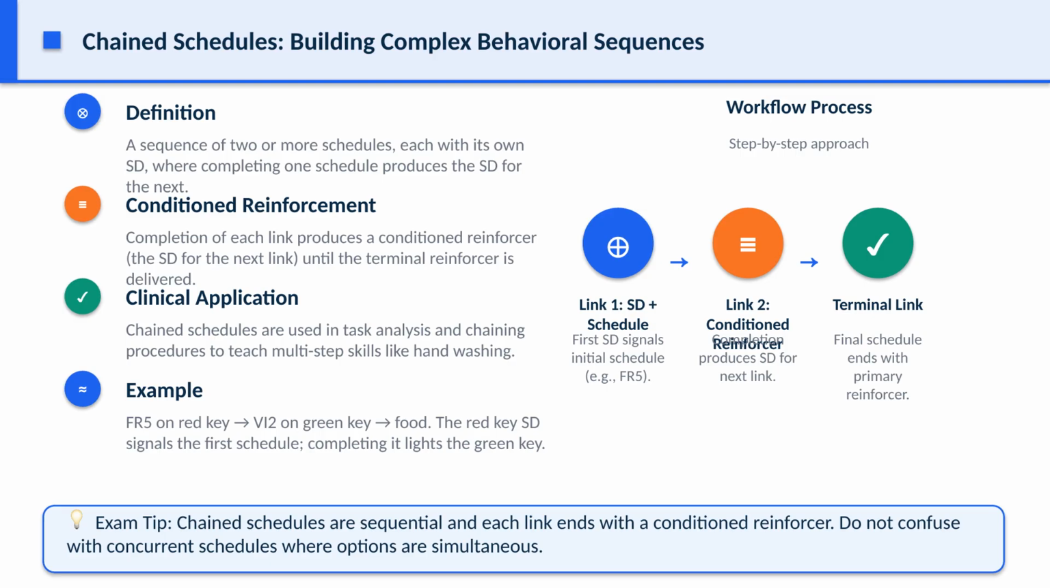This directly relates to how BCBAs use task analysis and chaining procedures to teach multi-step skills like hand washing or vocational tasks. On the exam, you need to recognize that each link's completion is reinforced by access to the next SD, not just the terminal reinforcer. Understanding this distinction from mixed or multiple schedules is critical for identifying how conditioned reinforcement maintains behavior across a chain.